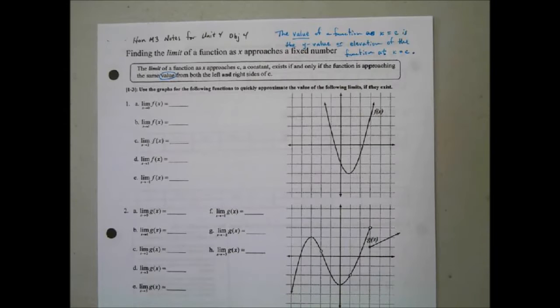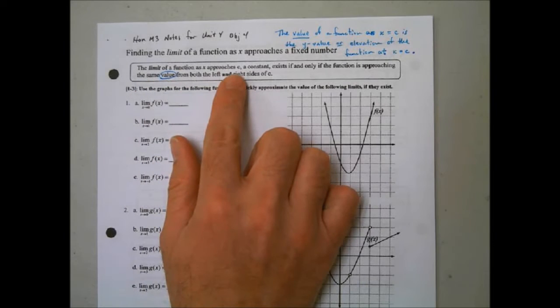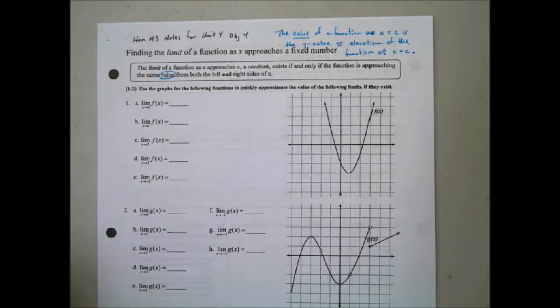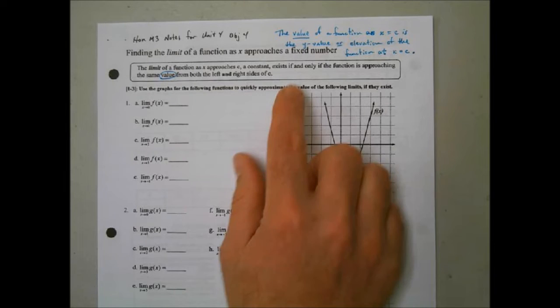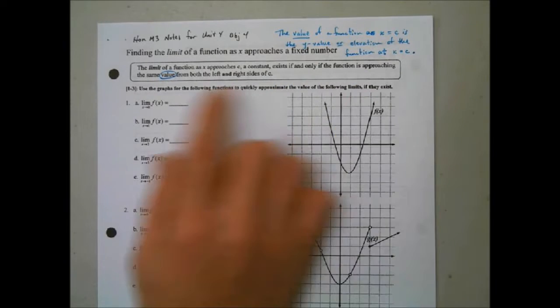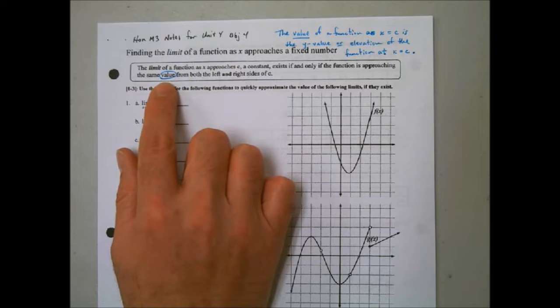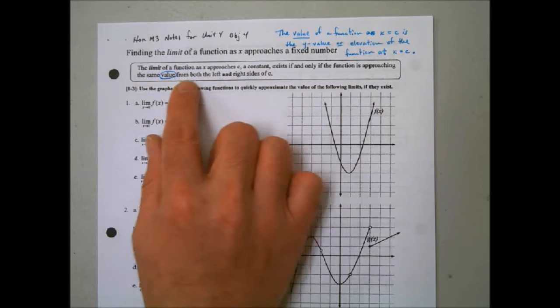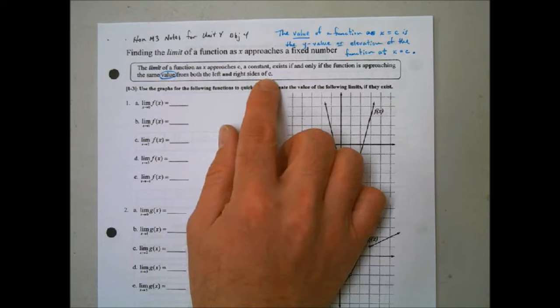Okay, so finding the limit of a function as x approaches c. The limit of a function as x approaches c, where c needs to be a constant, like the limit as x approaches 2 or the limit as x approaches -1, exists if and only if the function is approaching the same value. The value of a function is the y value for the function at x equals c. So, same elevation. The function is approaching the same elevation from both the left and right sides of c.